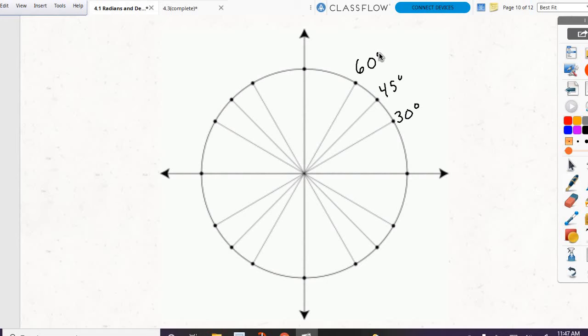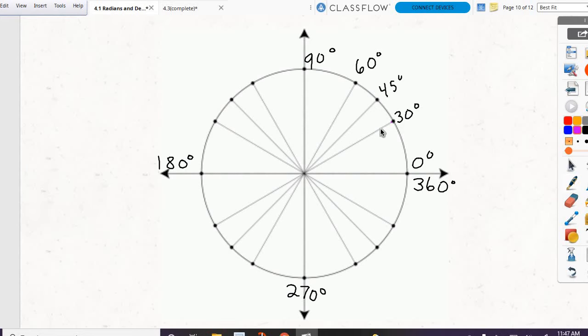But first off, let's label some of the other things that we should know. If I haven't moved anywhere, what is my degree measurement? 0. So this first one is going to be 0. Our right angle is going to be 90. Our straight angle, or all the way across, is 180, going down is 270, and all the way around is 360.